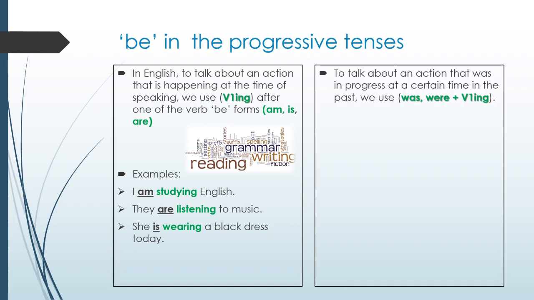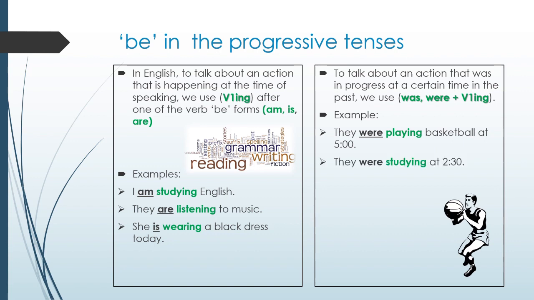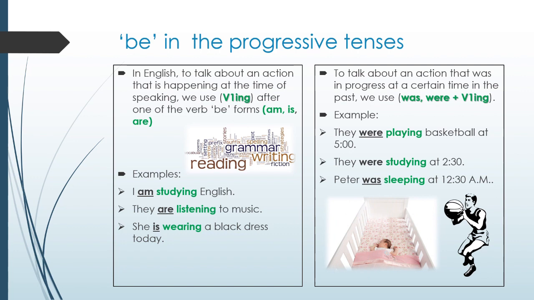To talk about an action that was in progress at a certain time in the past, we use was and were plus verb with ing. For example, they were playing basketball at 5 o'clock. We have here 2 verbs, were and playing. Another example, they were studying at 2:30. One last example, Peter was sleeping at 12:30 a.m.